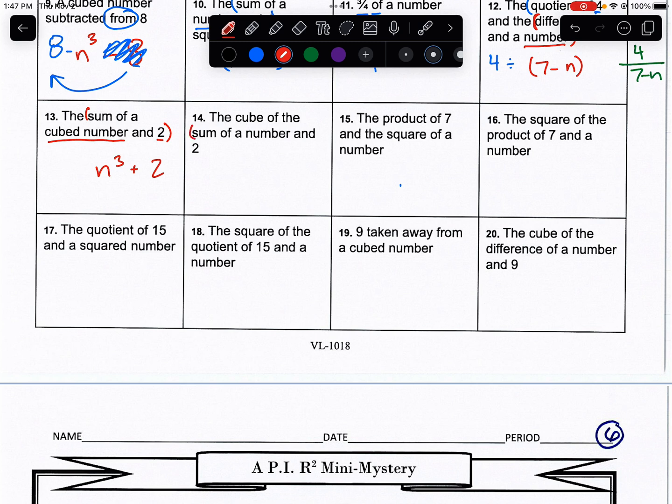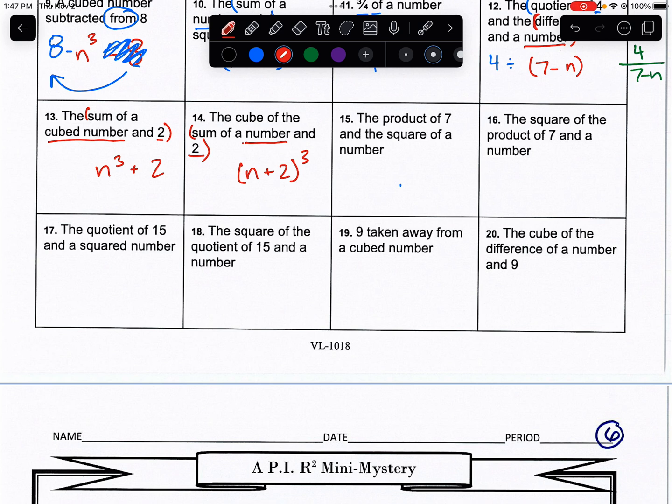So sum, I'm putting that in parentheses, sum of 2 different things. What 2 things? First one is number, second one is 2, and that's where we end our parentheses. So let's do our parentheses. A number and 2, and sum means add. And they say the cube of this thing right here. Oh, that means we cube it, like that.